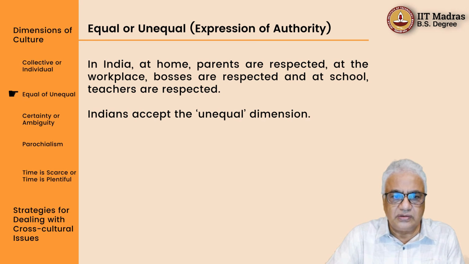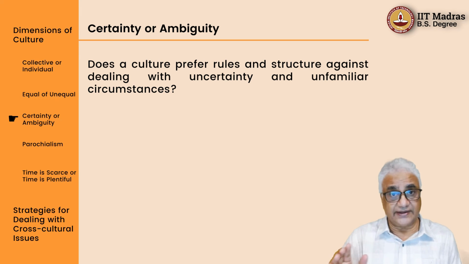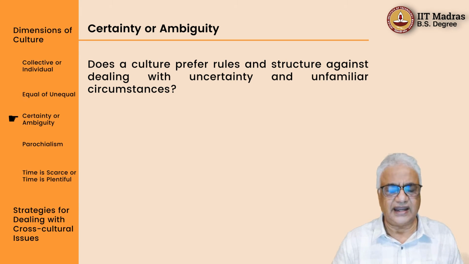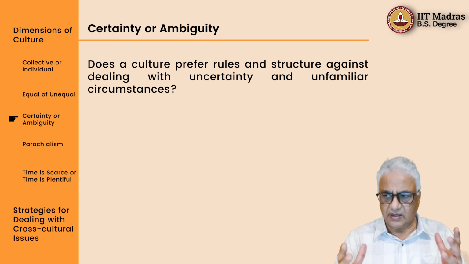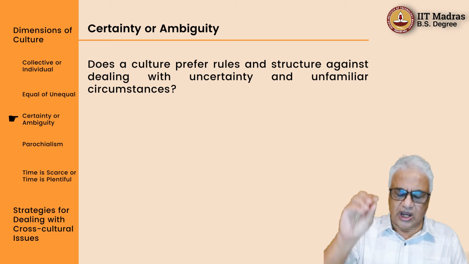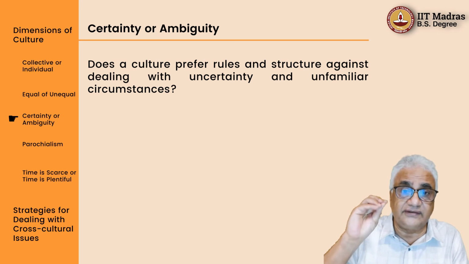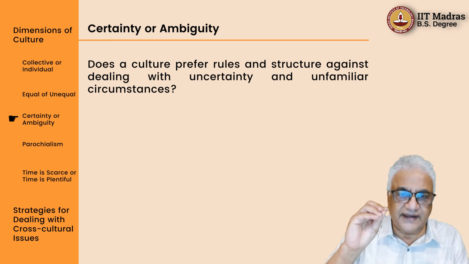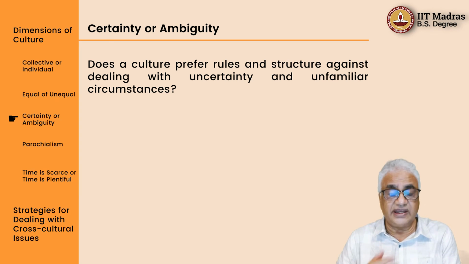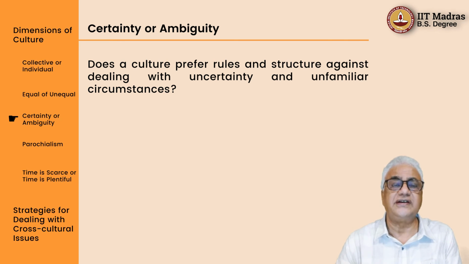And then you go on to this dimension. It's a brilliant dimension. Does a culture prefer rules and structure as against dealing with uncertainty and the unfamiliar? So there are some cultures that say, I want rules, rules, rules. Everything should be rules. I should know exactly what time the office opens. I should know exactly when it's closing. I should know exactly what my salary is. I should know exactly when my holiday is. Everything should be rules, because they crave certainty. They want everything to be certain.